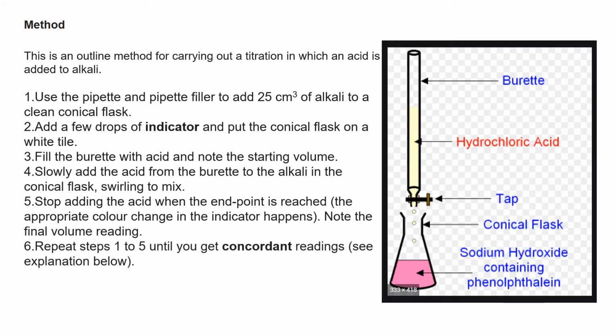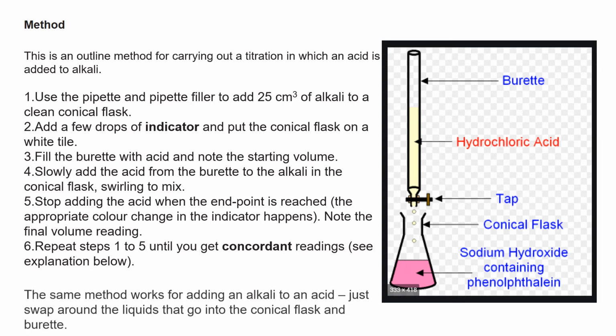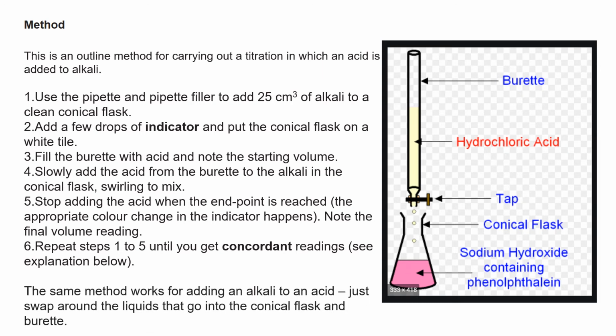Repeat steps 1 to 5 until you get concordant readings. Concordant means that you get 3 readings within similar proximity, if they're really nice and close. Now, the same method works for adding alkali to acid. You just swap them around. It doesn't matter which way round they go. You can put either one in the burette.